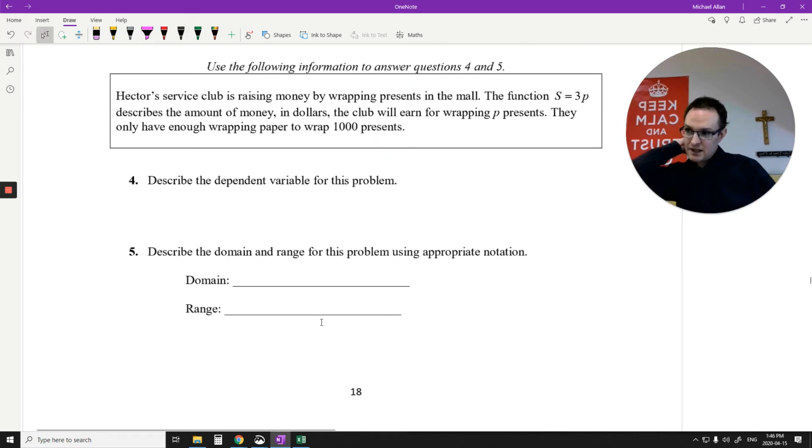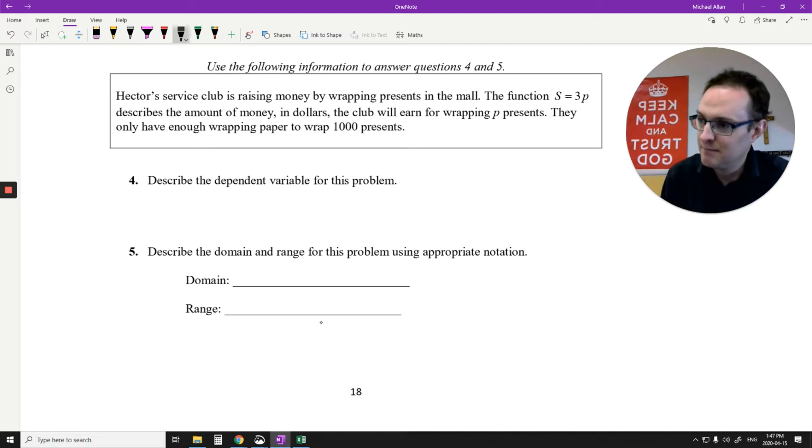Okay, so let's look at this next one here. Hector is raising money by wrapping presents in a mall. The function S is equal to 3p describes the amount of money he earns by wrapping presents. And they only have enough wrapping paper to wrap 1,000 presents. So that kind of gives you a maximum here. So my dependent variable is the S in this case. Remember, the dependent is the output. In this case, my Y variable, so this one here is the S. That's my Y variable. This is my X variable.